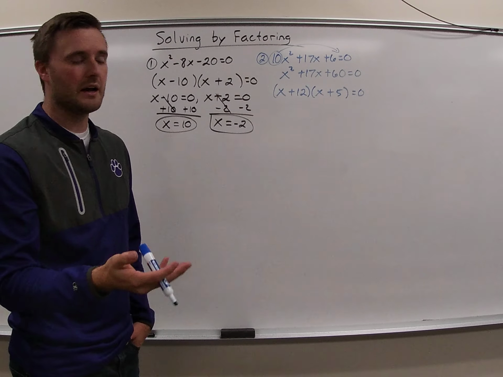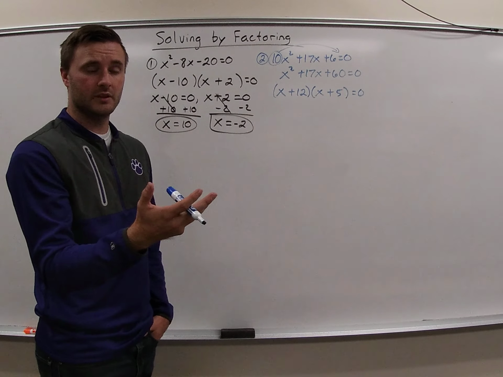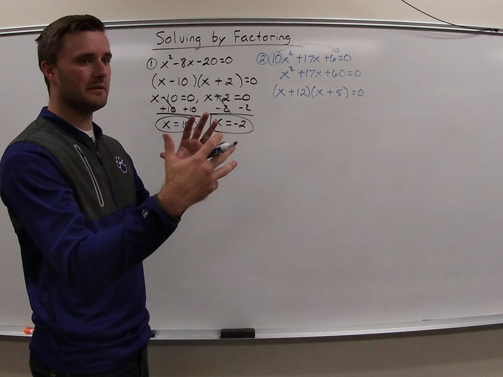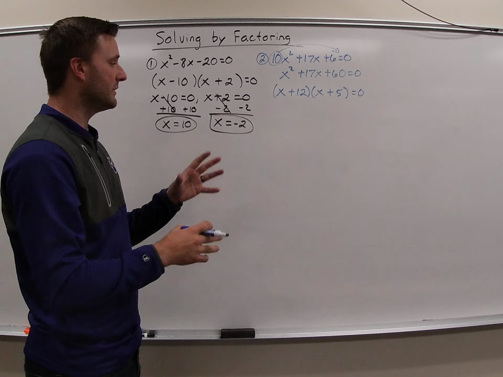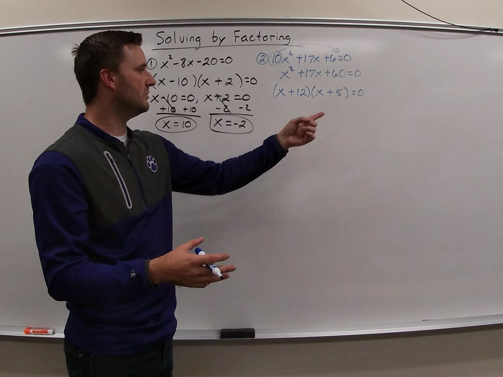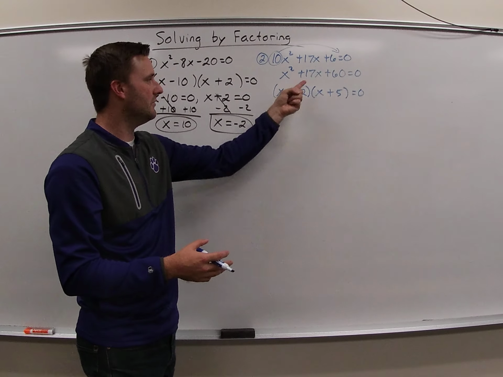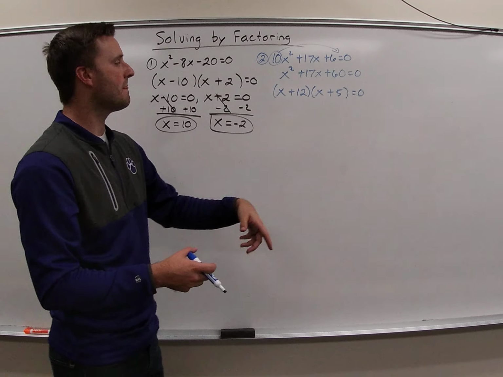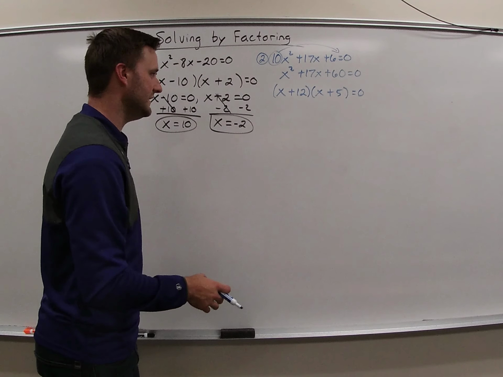If you don't see that, what I would do is just make a table, and I would start with 1. 1 times 60, and then 2 times 30, and 3 times 20, and 4 times 15, and keep going, and then finally when you get to 5, you get 5 times 12, and that is the only pair of numbers that not only multiply to 60, but at the same time add to 17.